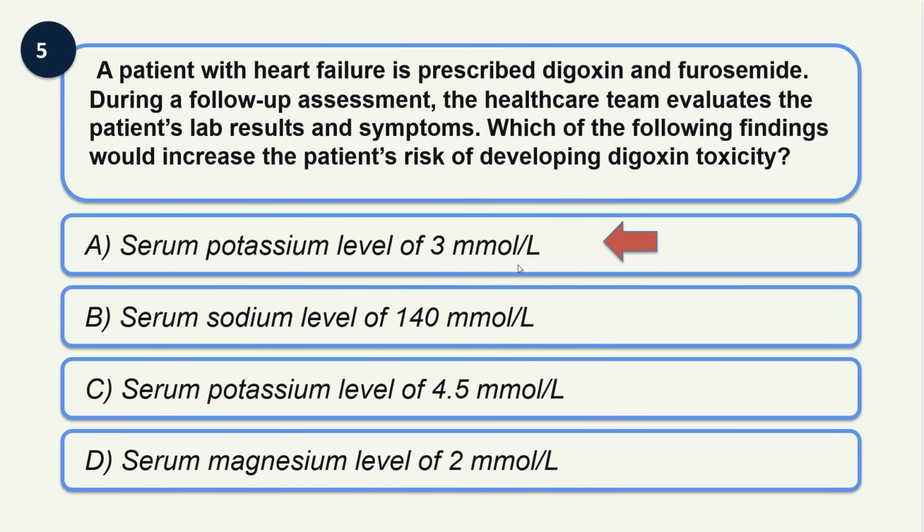The best answer is serum potassium level of 3 millimoles per liter, which is considered a lower level of potassium, also known as hypokalemia. In case of hypokalemia, a patient taking digoxin combined with furosemide, which also causes hypokalemia, together can increase the risk of digitalis toxicity. Therefore, a serum potassium level of 3 millimoles per liter or less is considered a dangerous sign which can lead to digoxin toxicity.